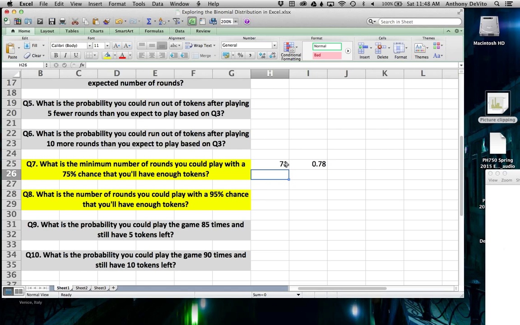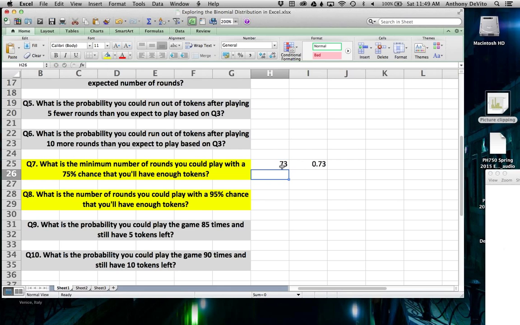Well, now I'm up to 78%. How about 69? Did I go the wrong way there? 70. Okay, I can go higher. 72. I can go higher than that. 73. That's where I wanted to go.